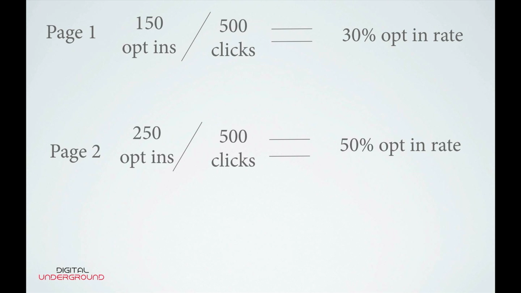So based on this particular buy, page 2 was more successful than page 1. However, we only have 500 clicks representing page 2. So if this was the first time we ran traffic to that page, we probably want to buy another 1,500 clicks, maybe another 2,500 clicks to page 2 to really understand the true opt-in rate of that page.